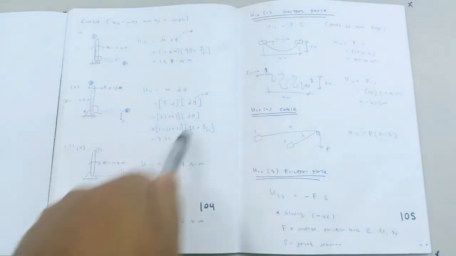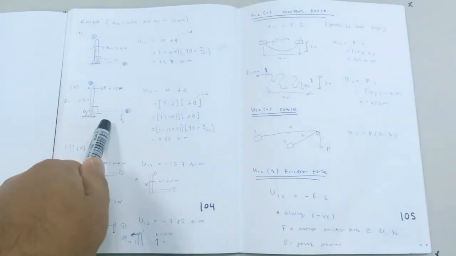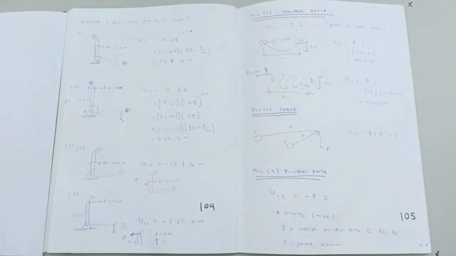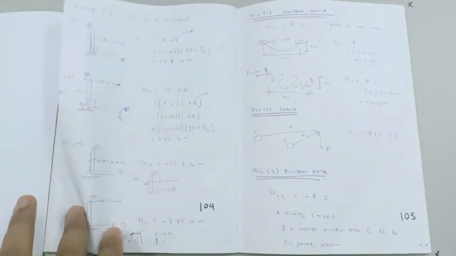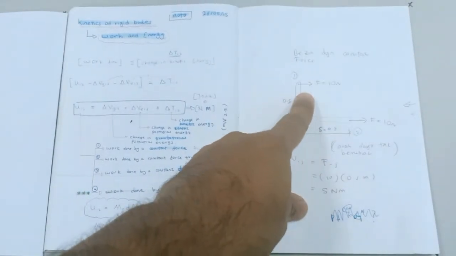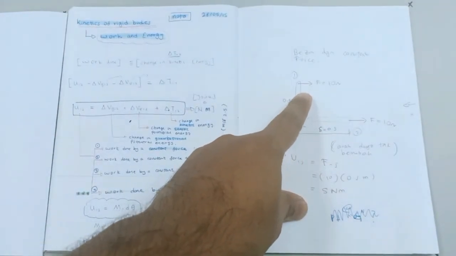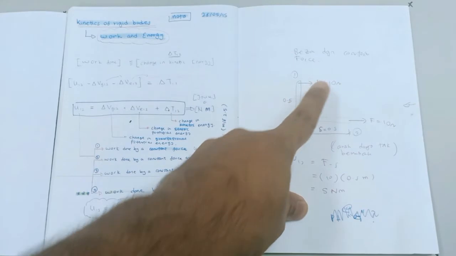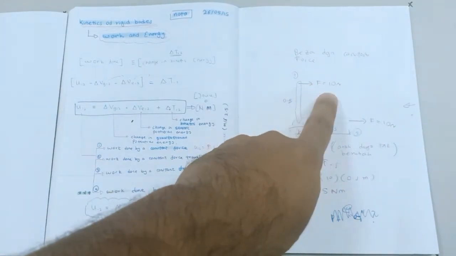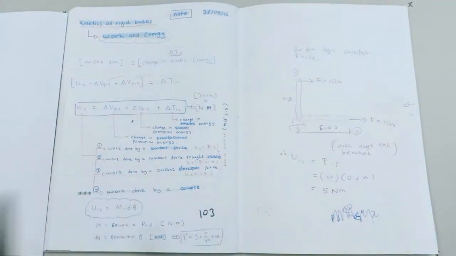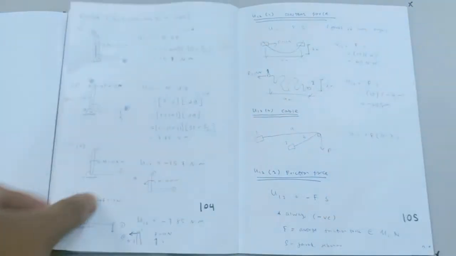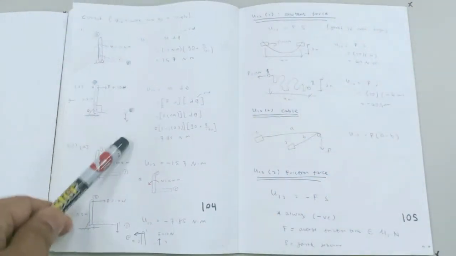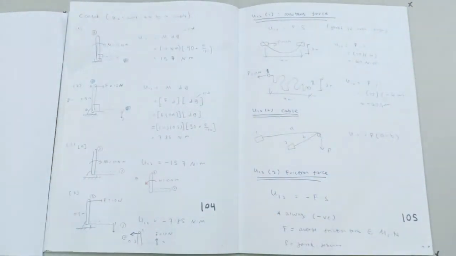From here you can clearly see the difference between the work done by a constant force and by a couple. Let me show you that. If we have this condition, we use work done by a constant force because the force is constant in terms of magnitude and also direction. Both are constant here. But for the couple, only the magnitude is constant, and the direction is not constant.